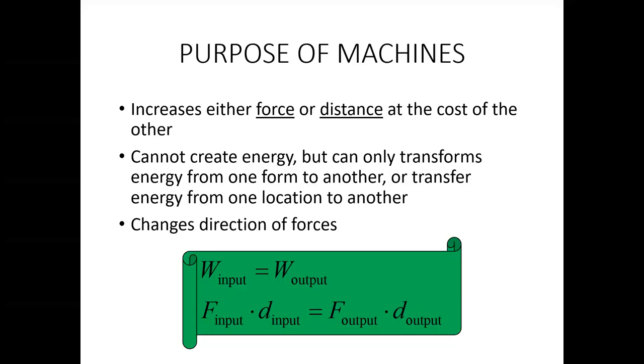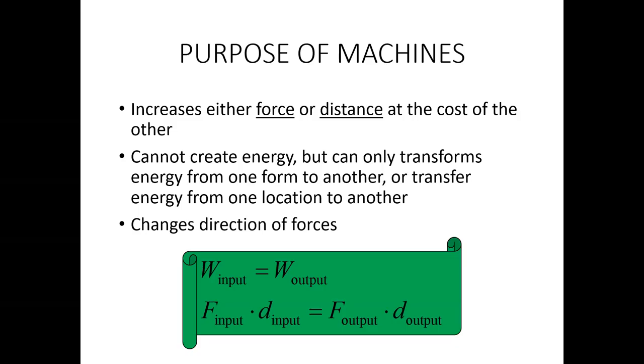So the basic idea of machines is not to give you a free lunch. There's no such thing as a free lunch in physics. The thing you need to know is that for a machine, no matter what machine or device you use, work cannot be created nor destroyed, just like energy cannot be created nor destroyed. So the input work that you put into a machine has to equal the output work that comes out of the machine.